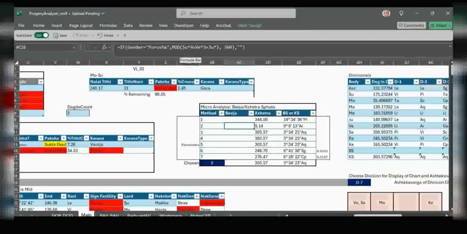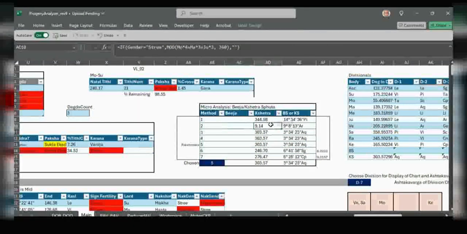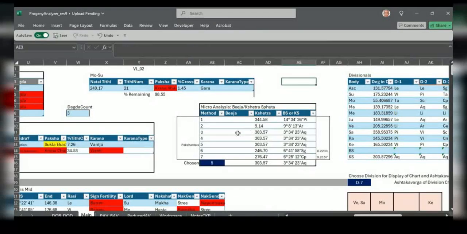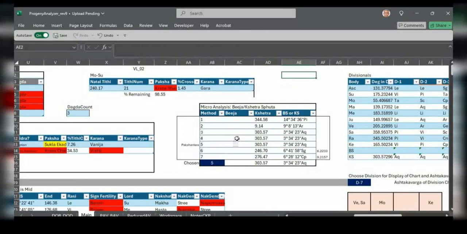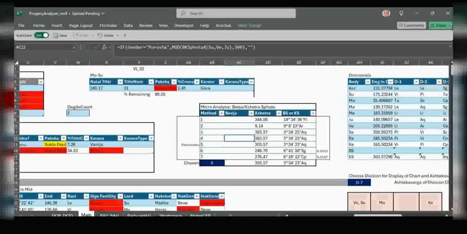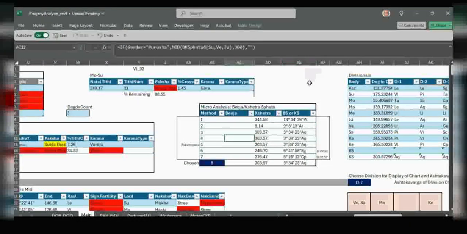It is 4 times the Sun, 3 times the Venus, and 3 times the Jupiter as per the other method. Similarly, for male and female, there will be differences in which grahas are taken. And there is something different here: it is Sun plus Venus plus Jupiter into 27, and the mode of that is taken here. The fourth is slightly different. So I had to write separate code inside, depending on Sun, Venus and Jupiter. You can go through the code and understand how that is calculated.